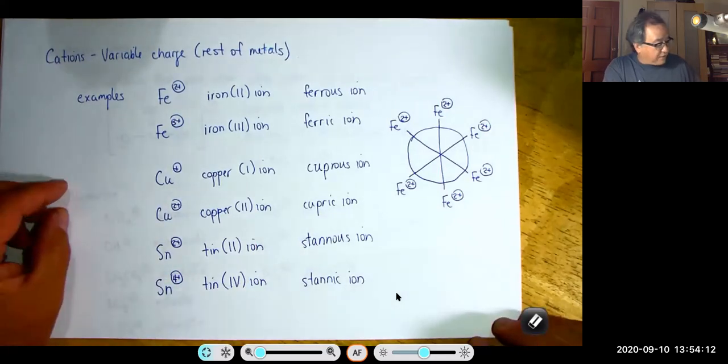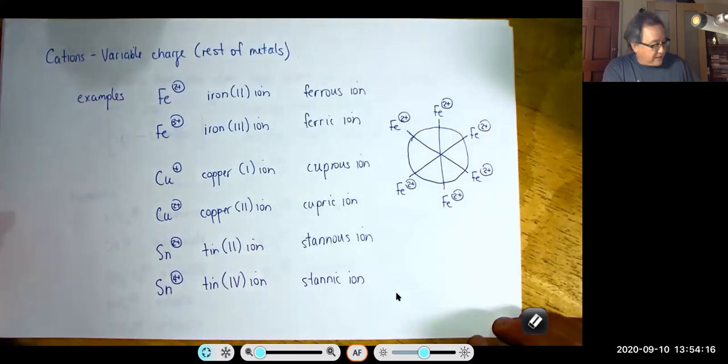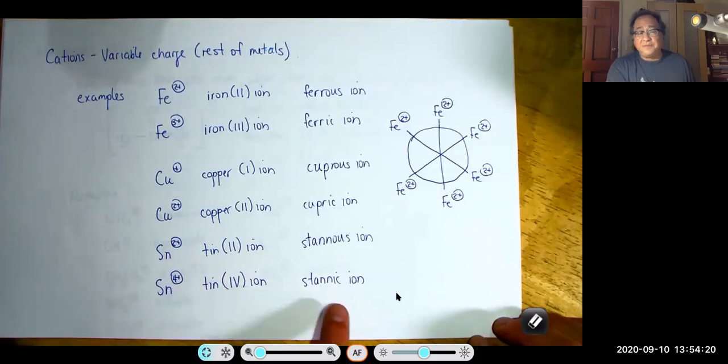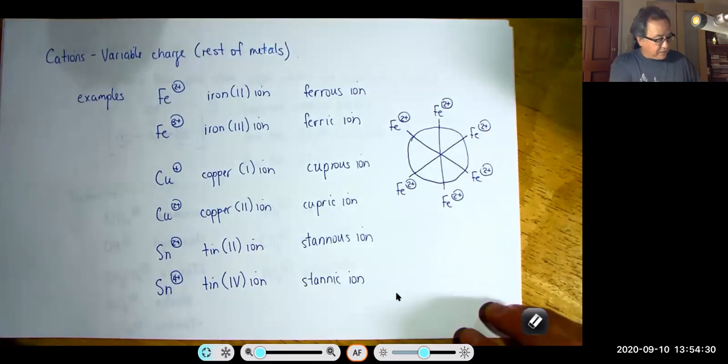And so you might think, well, if you know the -ous, you can figure out the -ic because it's 1 different. And the answer is no. There is stannous, which is a +2, and stannic, which is a +4. So it really doesn't help to know all the -ous's to figure out the -ic's. You just got to memorize them. But we don't have to. We're not going to.